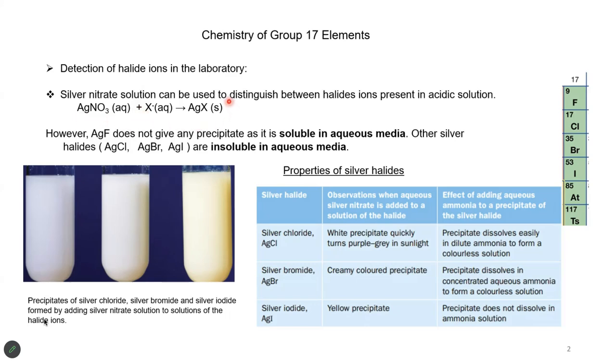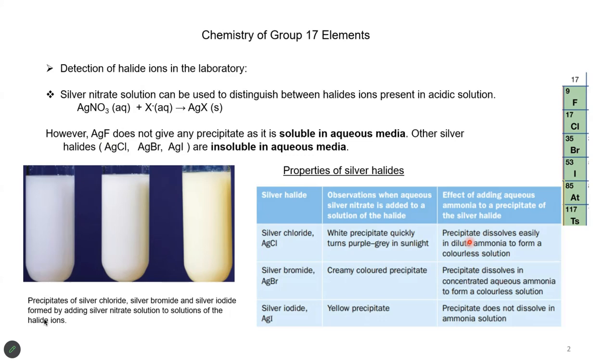We immediately get silver halide salt precipitate. That is, we get silver chloride, silver bromide, silver iodide. One more thing is that we will see that silver chloride dissolves in aqueous ammonia and becomes a colorless solution.